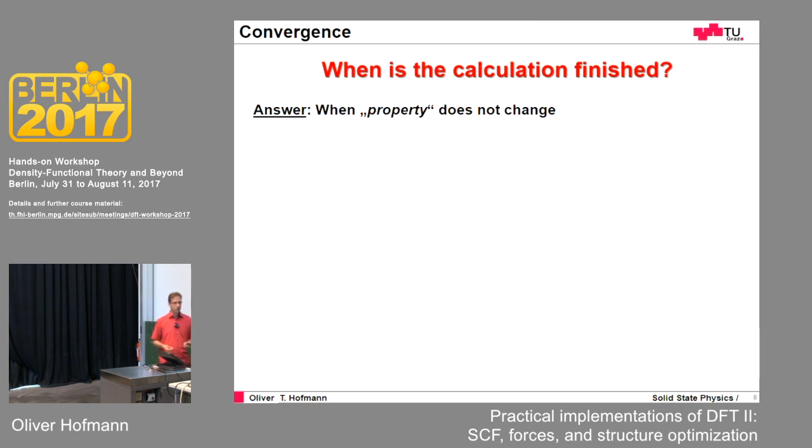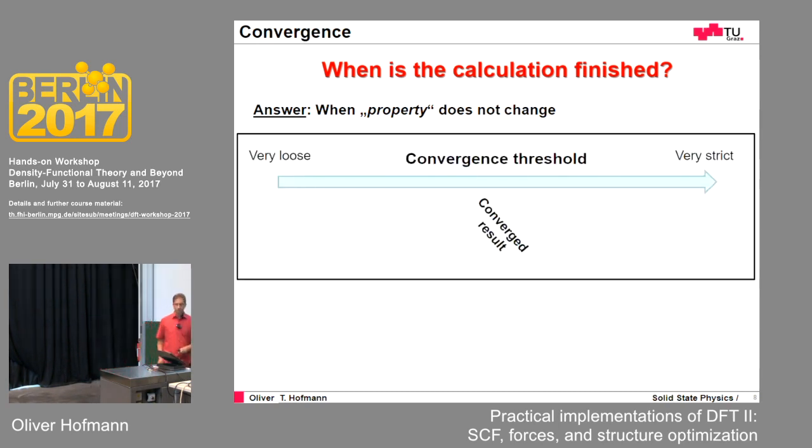The simple definition of my calculation being converged is that the property I'm interested in does not change anymore. I could run more and more of my self-consistent field iterations and I would still get the same answer. Now, this is of course not an exact science. You always have to define a convergence threshold, and if you choose it correctly, you get a converged result.